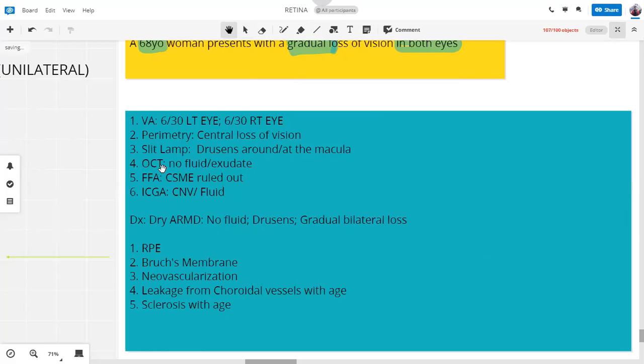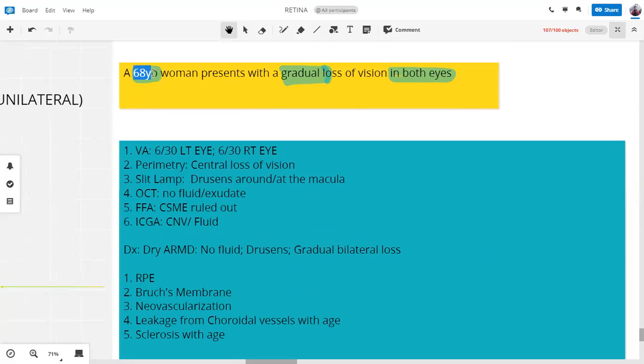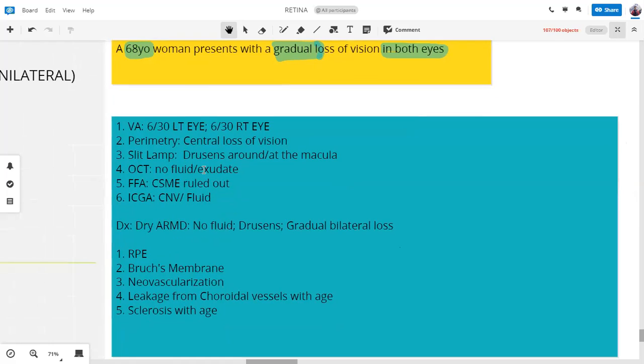This is our patient of dry age-related macular degeneration. An elderly patient, usually greater than 65 years of age, will present to you with gradual loss of vision in both eyes. Her visual acuity will be bilaterally decreased. She will report a central loss of vision, indicating that the macula has been affected. On slit lamp examination, you will see drusen at or around the macula with absence of fluid and other signs of macular disease. The same will be confirmed by OCT and FFA. Your diagnosis will be dry ARMD.